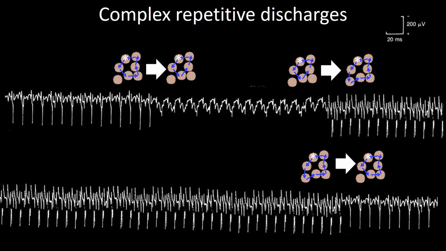In this frame, you can see 3 transitions as the result of a change in the excitatory circuit. Here, 1 muscle fiber is left out. Here, 2 muscle fibers are incorporated in the circuit. And here, 1 fiber is left out, the same fiber as at the beginning of the trace.